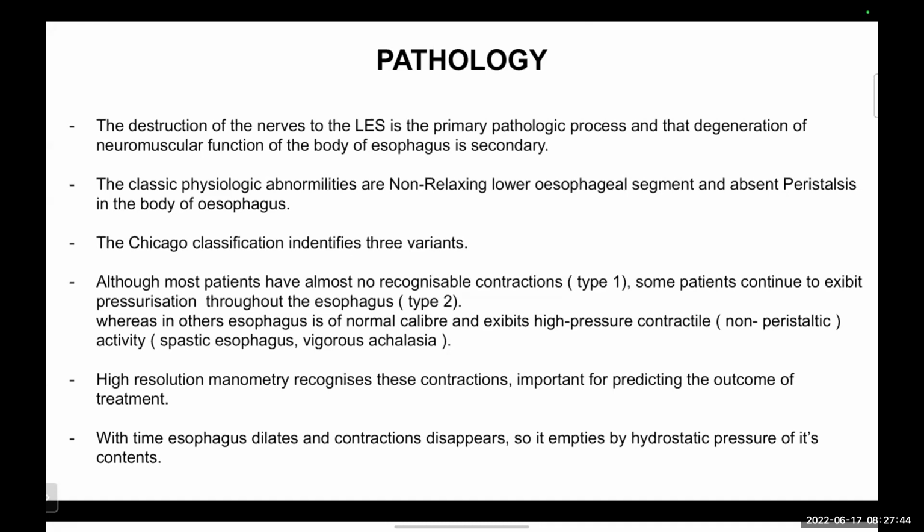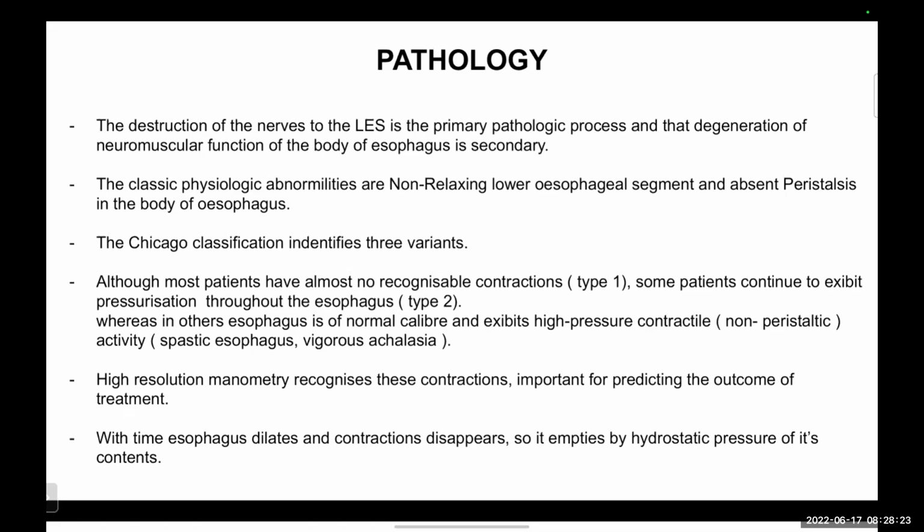The classic physiological abnormalities are a non-relaxing lower esophageal sphincter and absent peristalsis in the body of the esophagus. The Chicago classification identifies 3 variations. Although most patients have almost no recognizable contraction, that is type 1, some patients continue to exhibit pressurization through the esophagus, type 2, whereas in others the esophagus is of normal caliber and exhibits high pressure contractile, non-peristaltic activities, such as spastic esophagus and vigorous achalasia. High resolution manometry recognizes these contractions, which is important for predicting the outcome of the treatment.